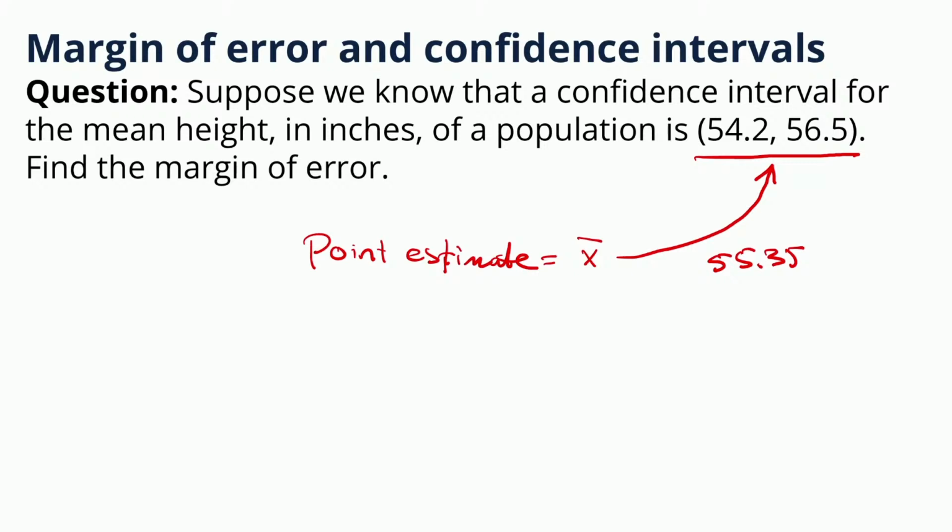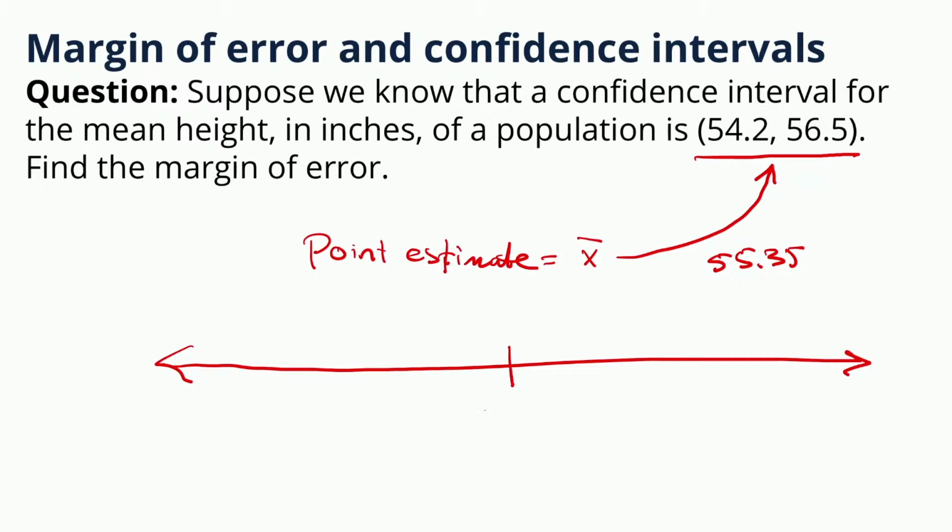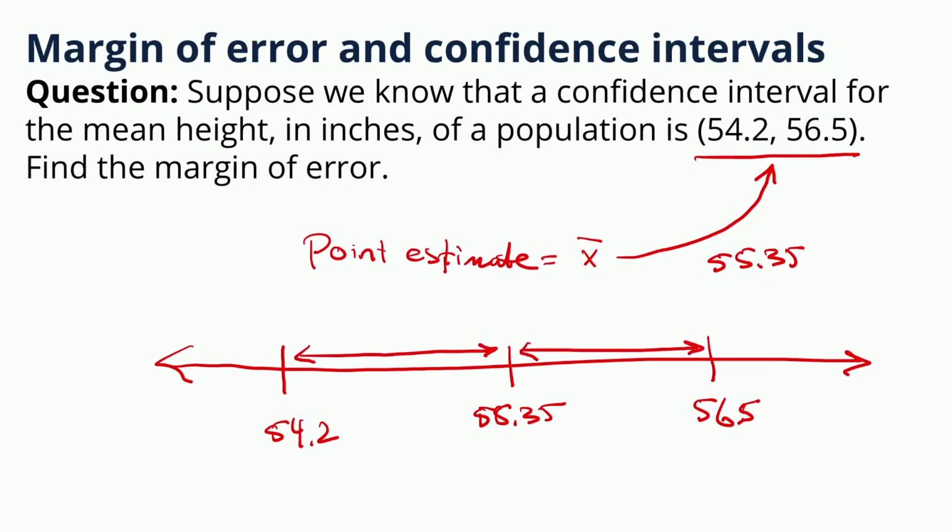That's the middle. Now that you have that middle, you can figure out the margin of error. So if you want to think of this as being on a number line, you have the middle here at 55.35. You have the upper limit, which is 56.5, and the lower limit, which is 54.2. The margin of error will be the same for both of these. So I don't care which of those gaps you figure out, but pick one of them and subtract the two numbers at either end of it, and you will get the margin of error. And in this case, it's 1.15. So the margin of error is 1.15.